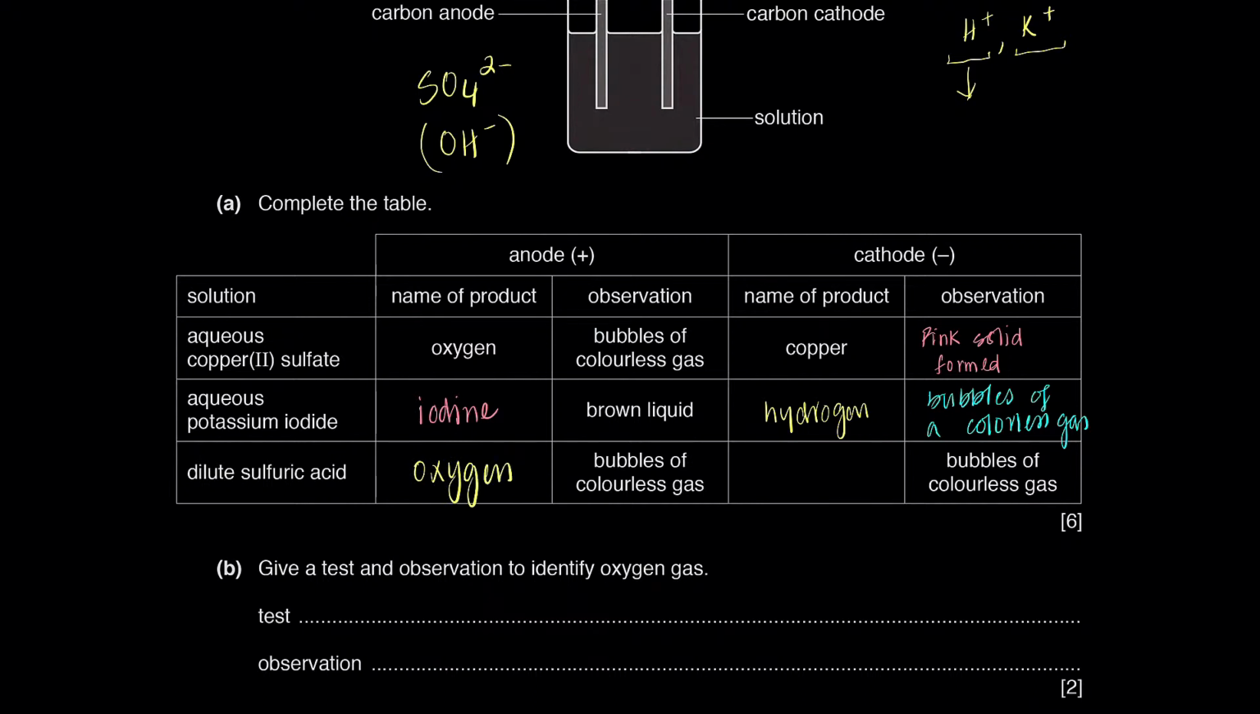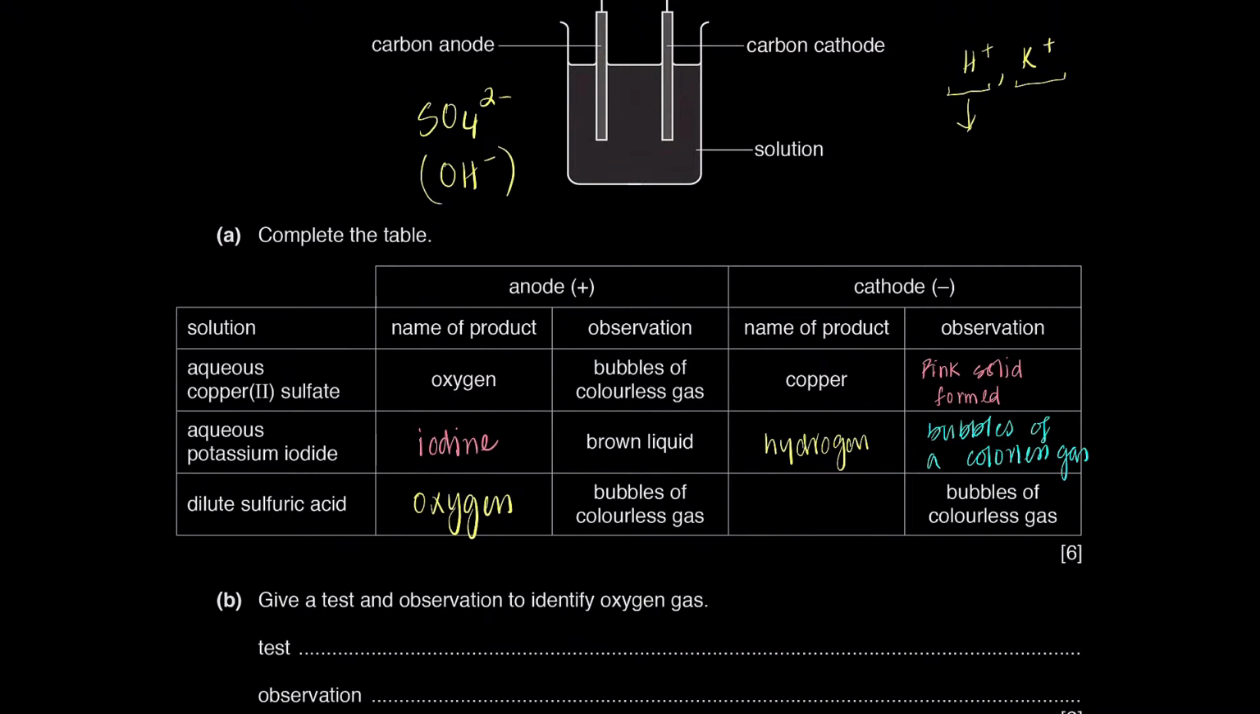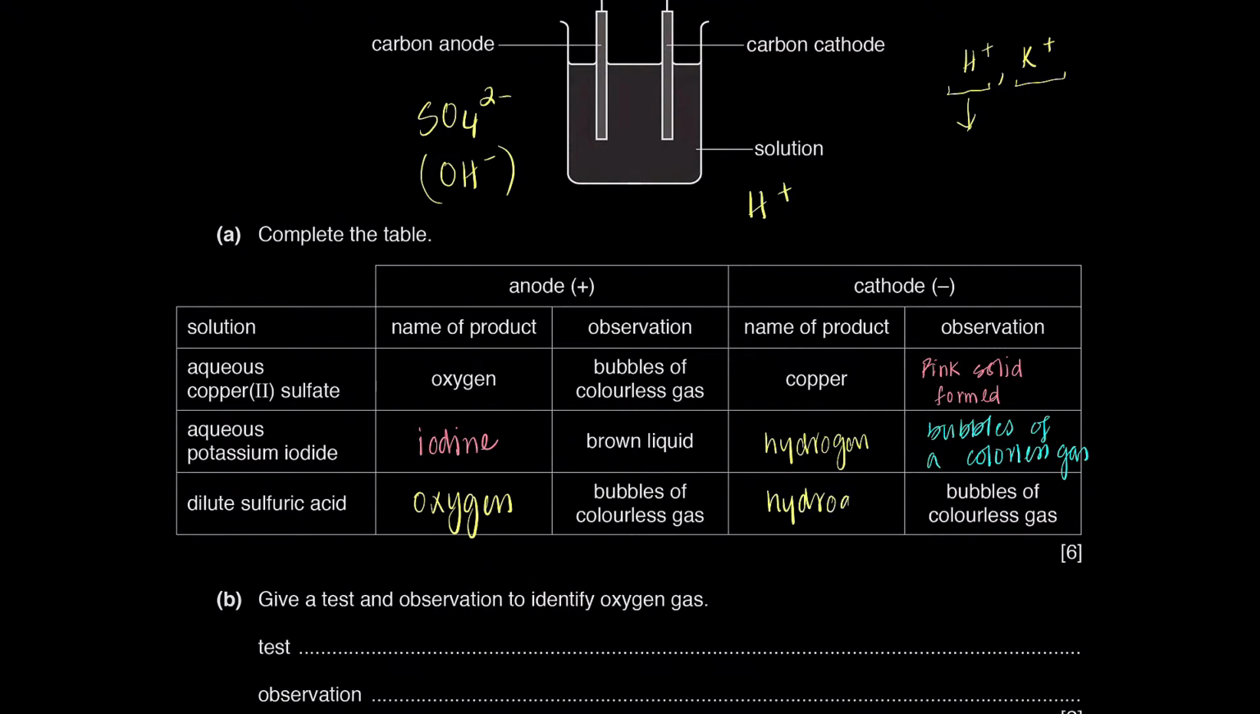And what about the other side? Dilute sulfuric acid. You only have hydrogen as the positive ion over here. Only hydrogen. So I guess hydrogen will be formed. There's no other positive ion present.